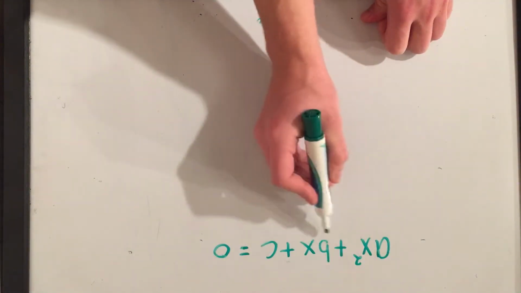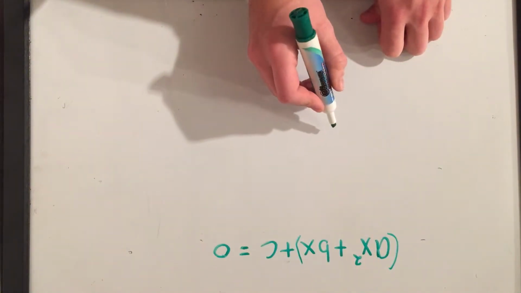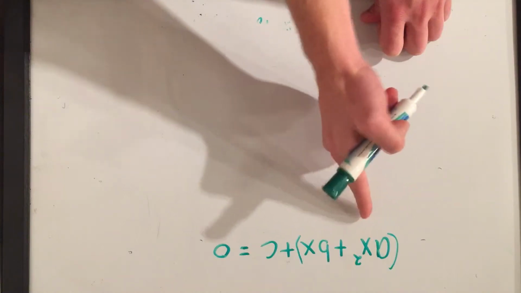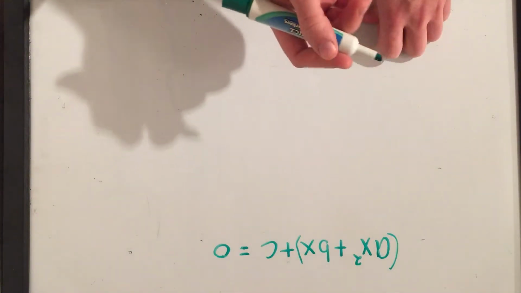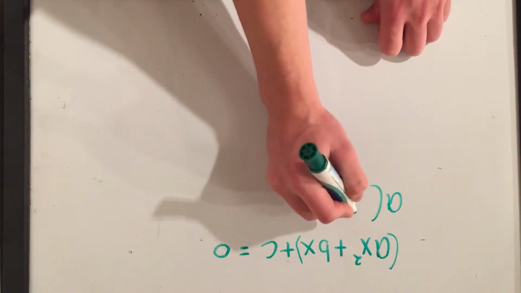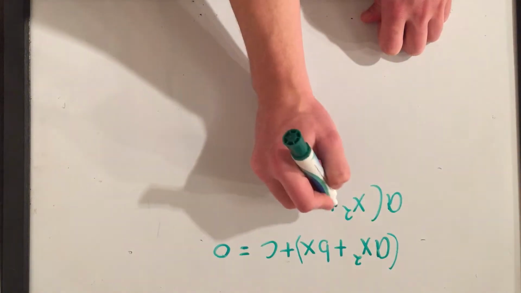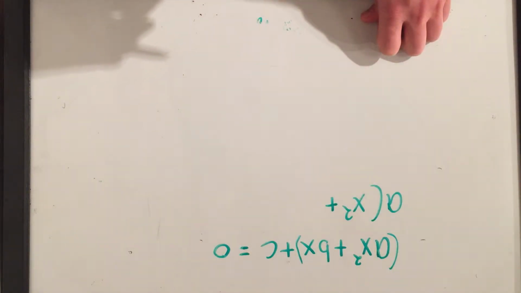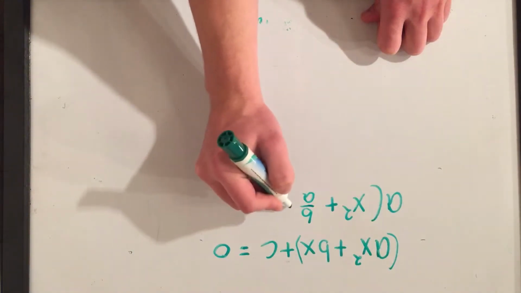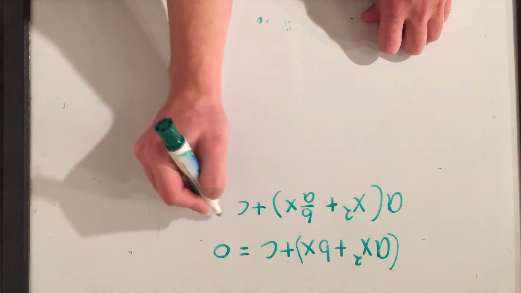So right here, you usually want to complete the square when there's a 1 in front of the x squared term. So I'm going to make it so there's a 1 there, and I'm going to factor out that a. So if I take the a out from ax squared, I'll get x squared. And I have to take the a out from the bx. So if I pull an a out, or if I divide by a, then I'll have b over a.